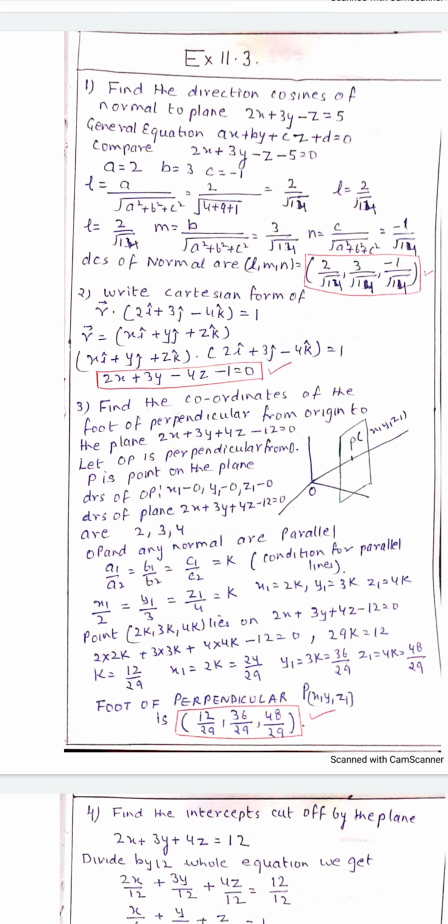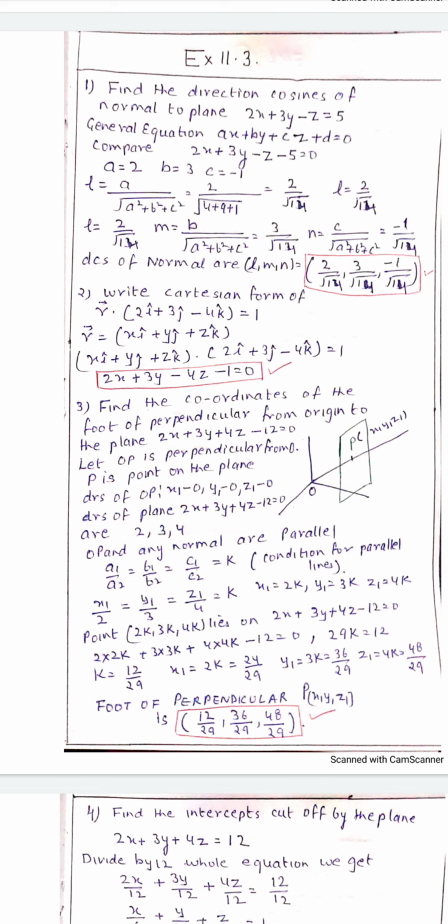Write the Cartesian form of r dot (2i plus 3j minus 4k) is equal to 1. This is also an equation of a plane. How do we represent it? In Cartesian form, in place of r, let us write xi plus yj plus zk and take the dot product. We get 2x plus 3y minus 4z minus 1 equal to 0.